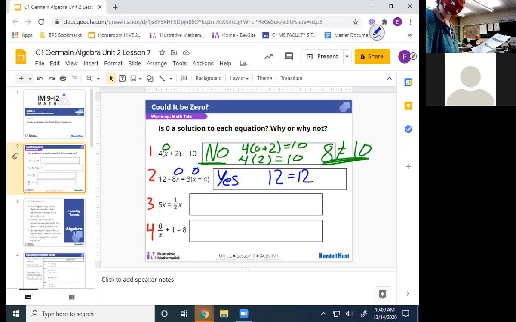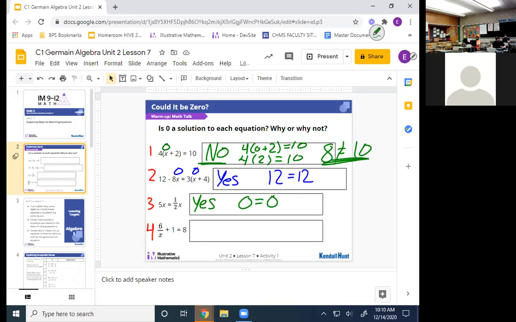What were you thinking, Connor? I thought yes. And why did you think that? Because if you put in 0 for x, you get 0 equals 0. Very good. And 0 does equal 0. Nice job there.